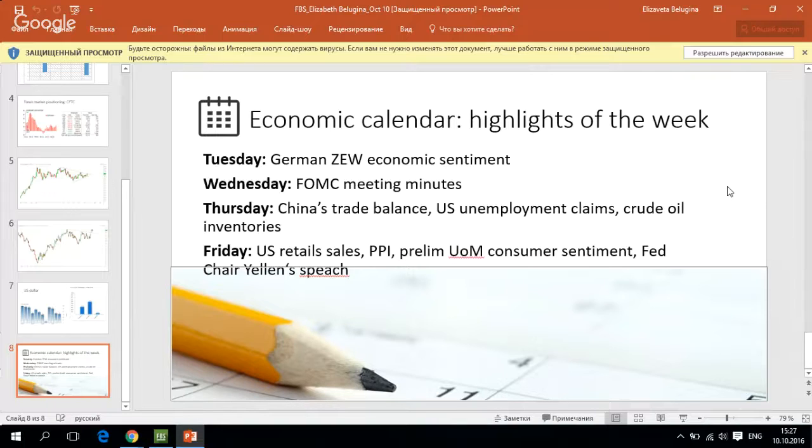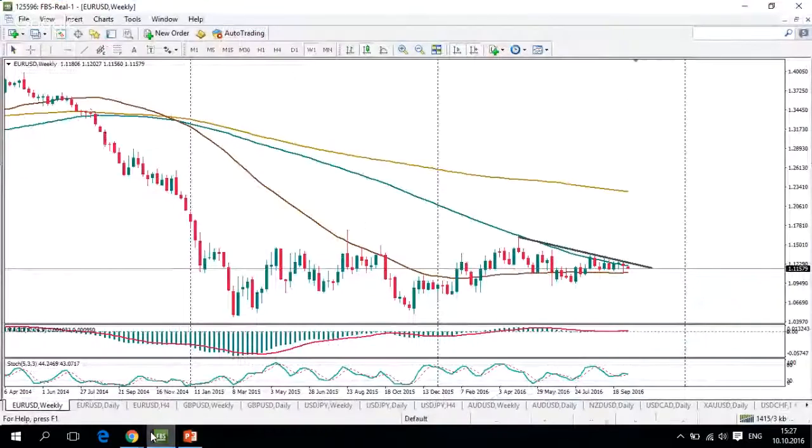So this was our introduction, our fundamental comments, and now we will plunge into the main currency pairs to see how they are performing on the charts, and to speak in greater detail about the trade ideas and the important levels to watch. I usually begin with weekly charts. It is the best way to start your weekly analysis.